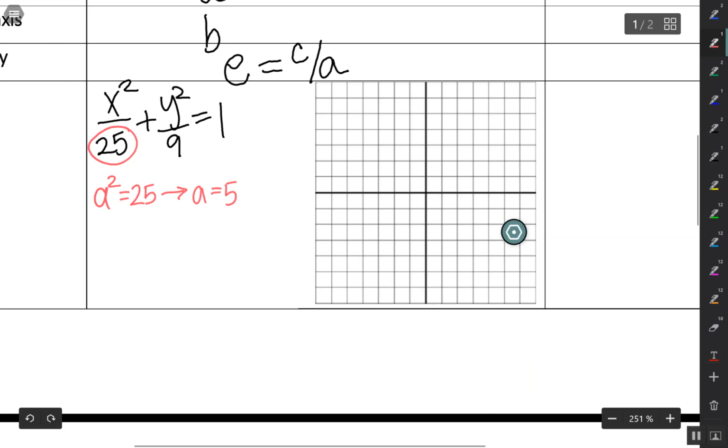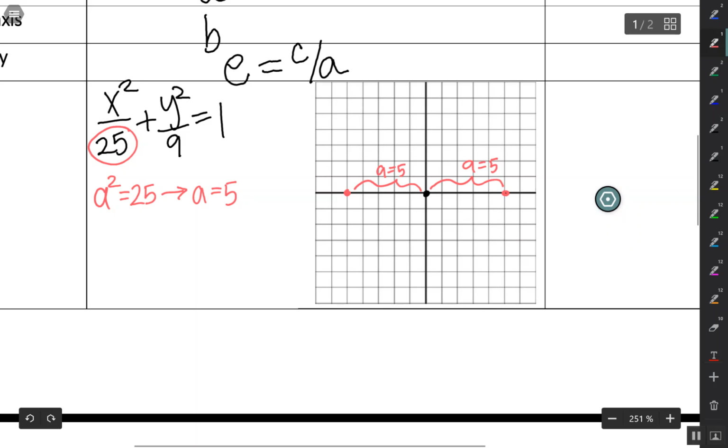Okay? So our center is at the origin, and that 5 tells us to go left and right 5. So 1, 2, 3, 4, 5. 1, 2, 3, 4, 5. This is the a on each side.